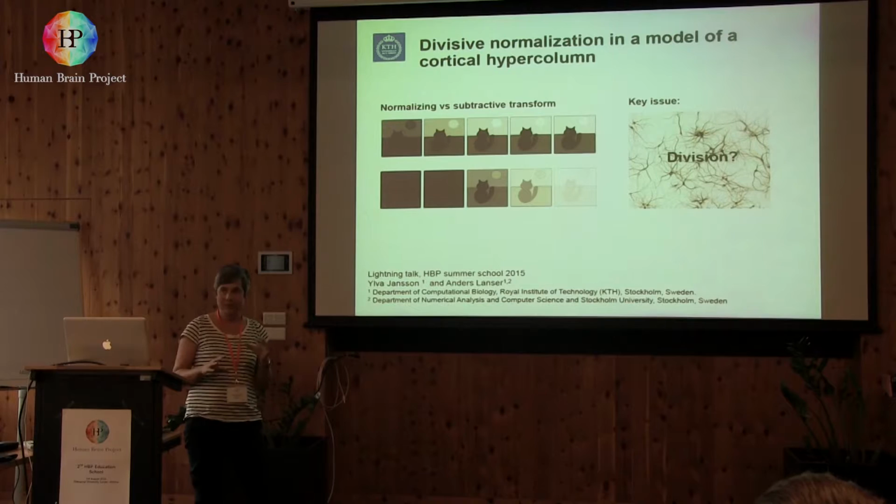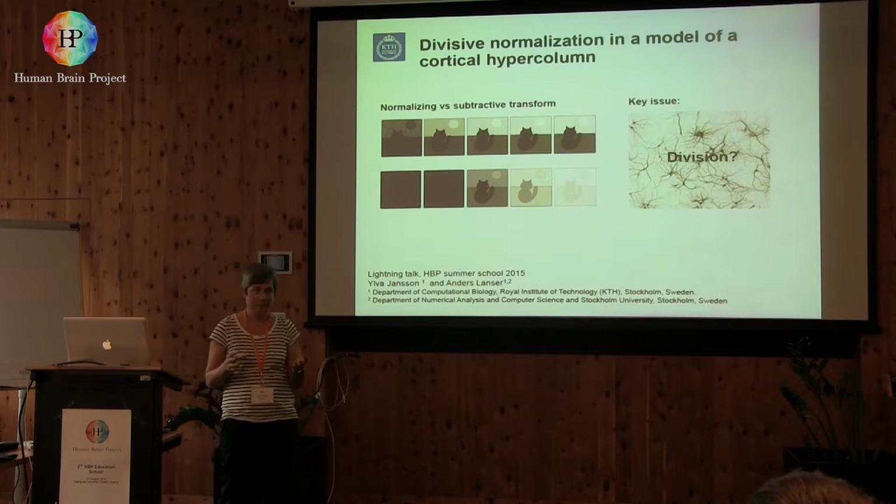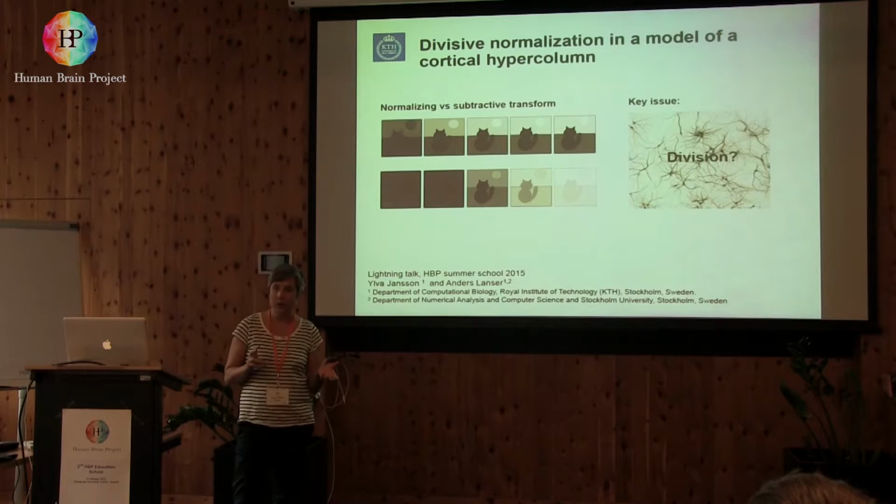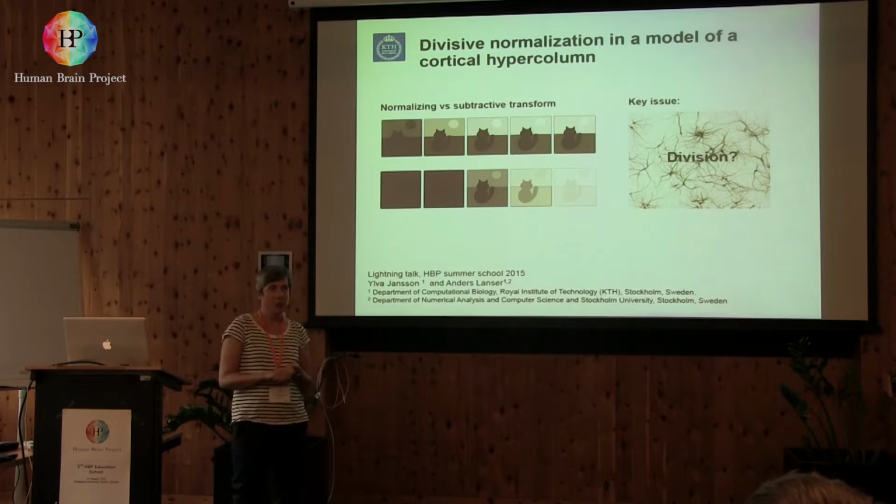Okay, so what's the problem about this? Well, the key issue is, as you can see here to the left, we don't really know how neurons or neural systems can perform division. I mean, there are some ideas about this, but no one has really been able to show that their idea actually applies in real biological neural systems.